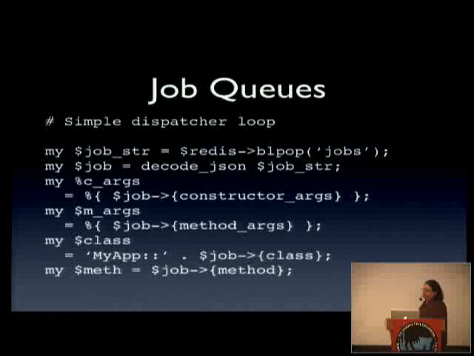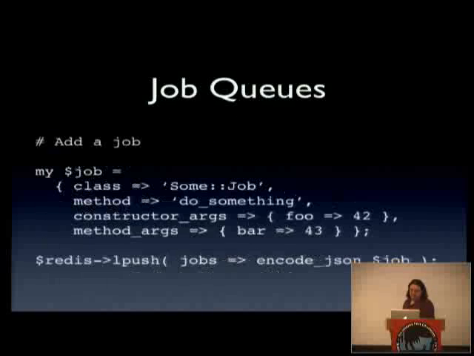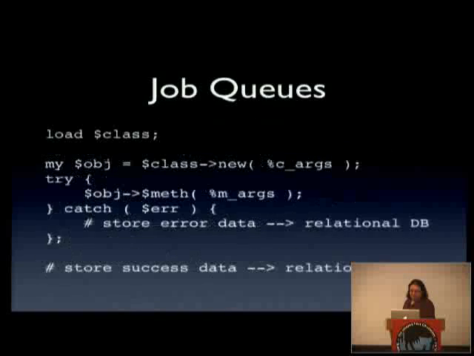And here's an example of a simple dispatcher loop. So we mentioned blpop before, so we'll just wait for something to appear on the jobs queue. We get that string, we decode it. We pull out the constructor and method arguments into cargs and margs. The class, we add that myapp prefix, which is just something I have in my project, so I don't have to type the common parts of all the job class names every time. And the method that we want to call is in the method field right there from our job. So we get all that.